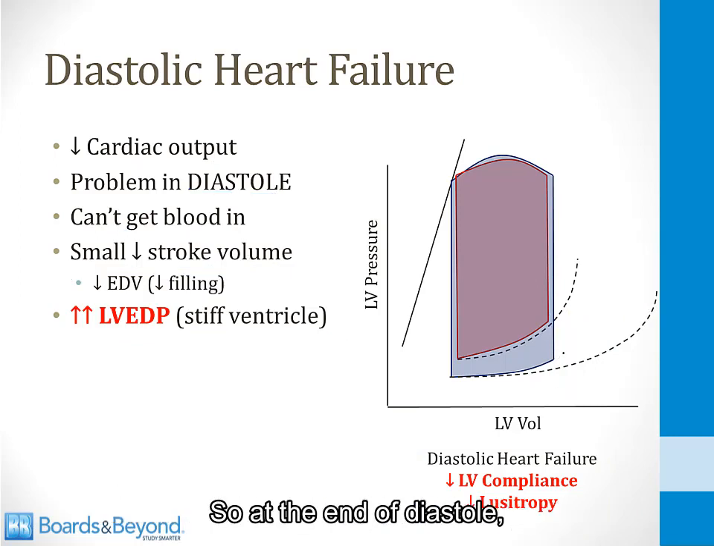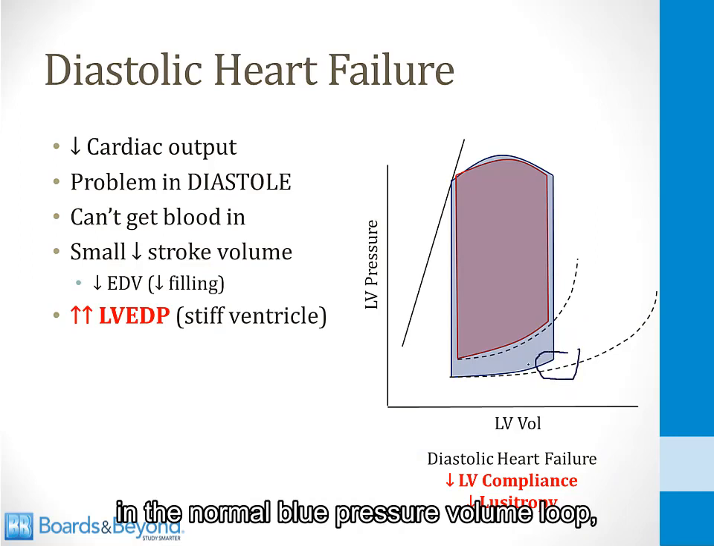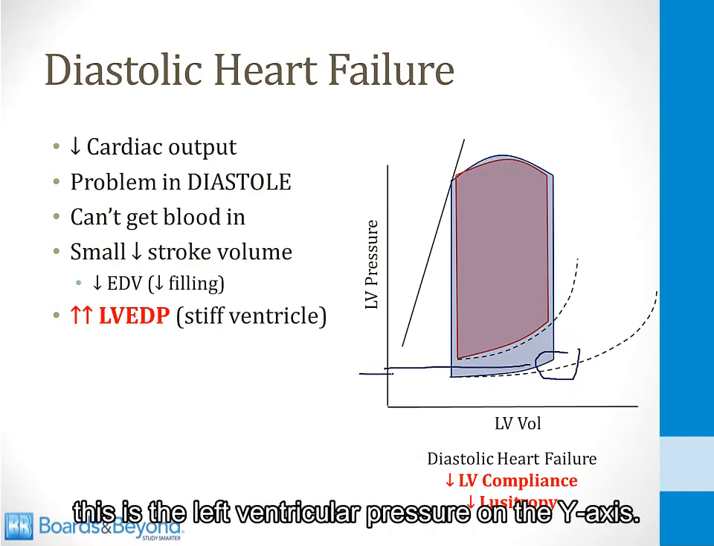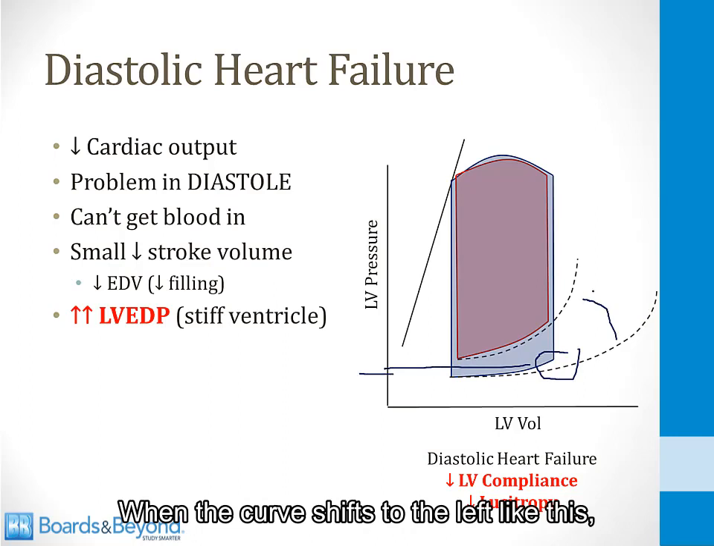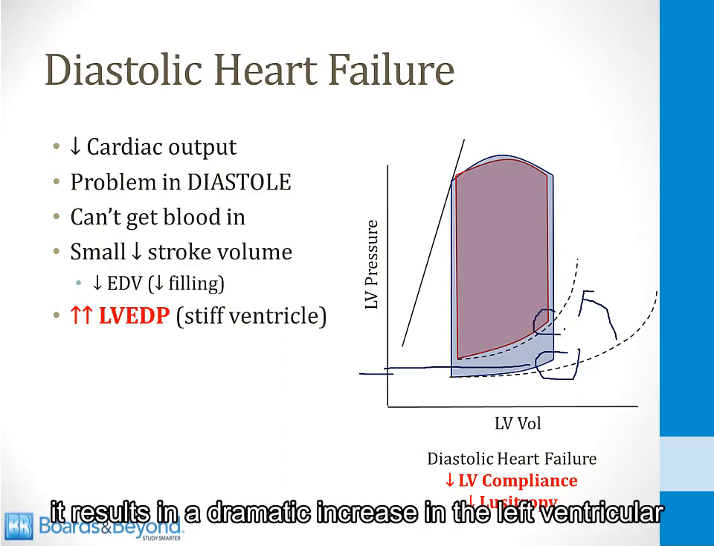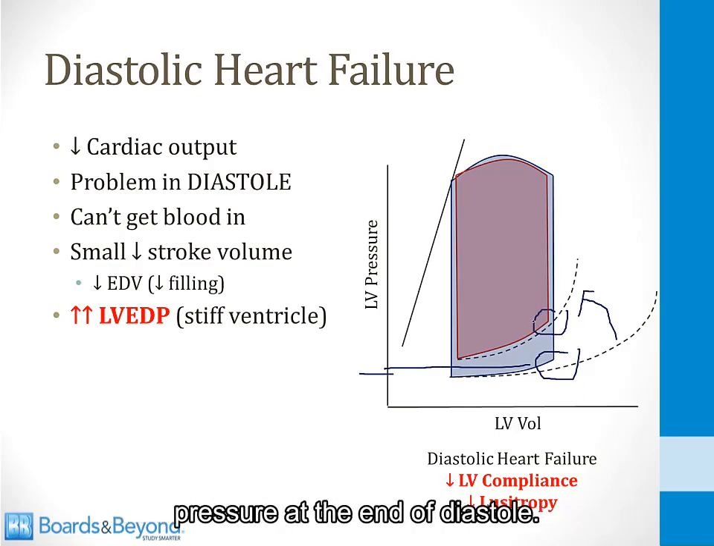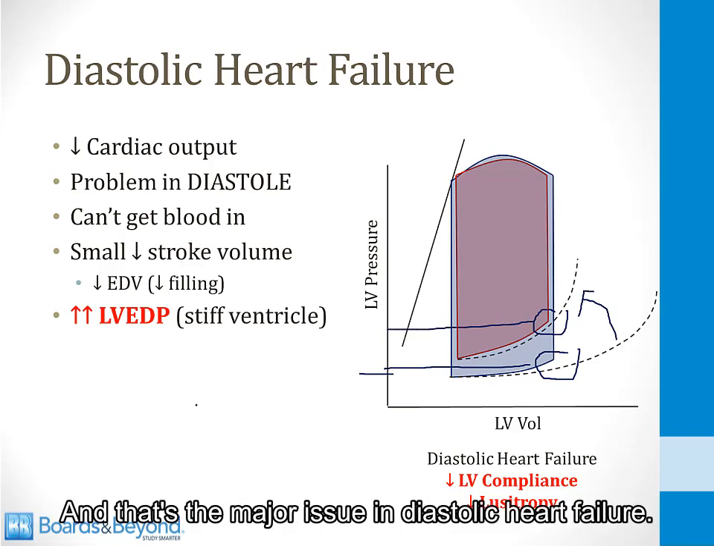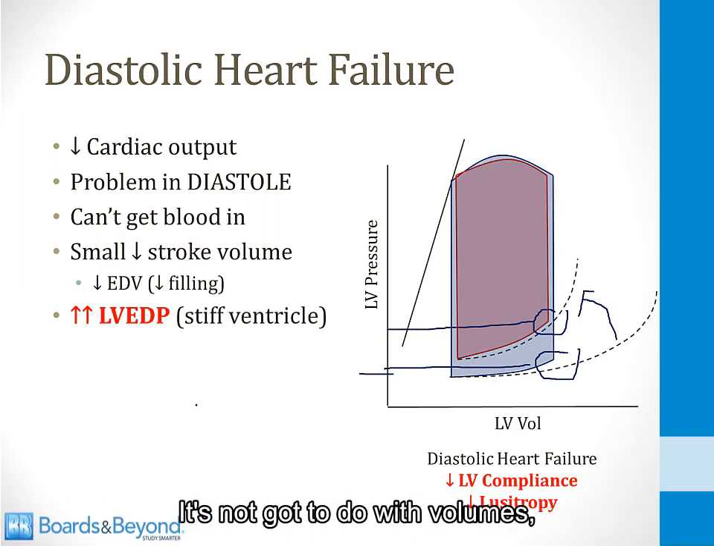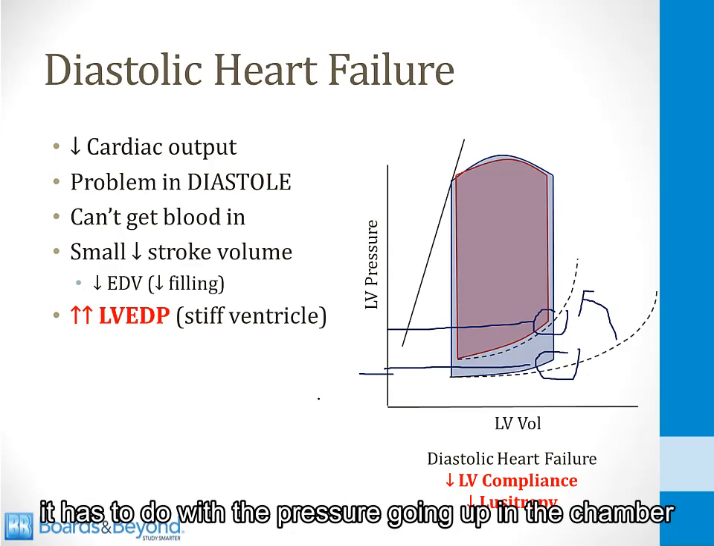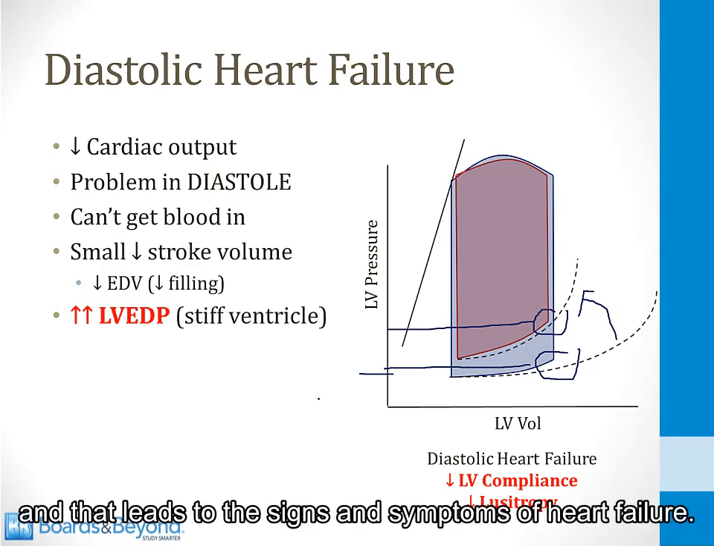So at the end of diastole in the normal blue pressure volume loop, this is the left ventricular pressure on the y-axis. When the curve shifts to the left like this, it results in a dramatic increase in the left ventricular pressure at the end of diastole. And that's the major issue in diastolic heart failure. It's not got to do with volumes. It has to do with the pressure going up in the chamber, and that leads to the signs and symptoms of heart failure.